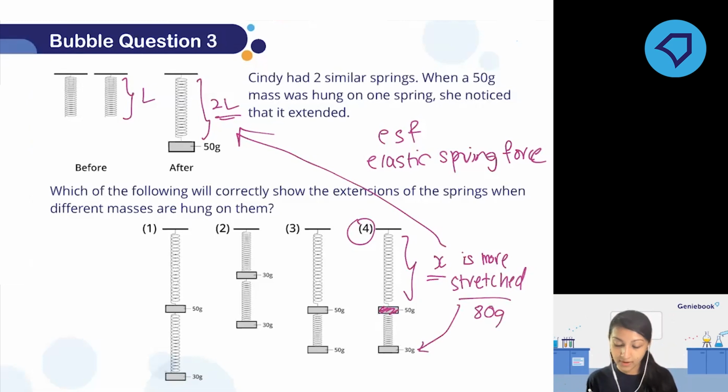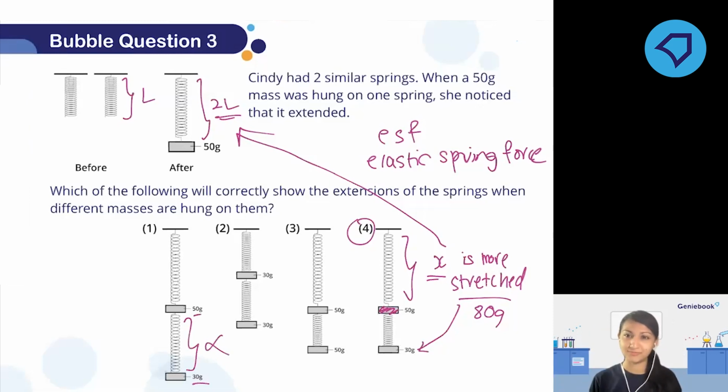And then if you look at 30 gram, of course, it has to be less stretch because it's not as heavy as the 50-gram mass. It is stretching, but not as much. So that's why it's shorter. And if you look at the other option, like this one, come on, how can it be stretching so much? Doesn't make sense, right? 30 gram, 50 gram, about the same length of stretch?